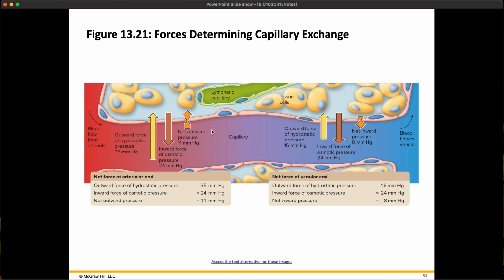Through the capillary bed, you have this inward. Now you're moving through here. You've had a net loss of fluid. So now the COP is higher. The COP now is 24, and blood pressure, because you're on the venular end, is lower. So now it's only 16. So now you have this net pressure of 8 millimeters of mercury being pulled back in. And so this allows some water to be reabsorbed. Whatever isn't is restored to the lymphatic vessels. And then blood can continue to the venules.